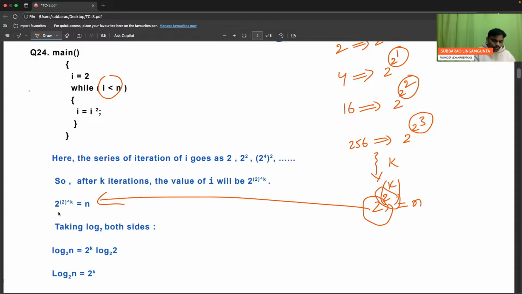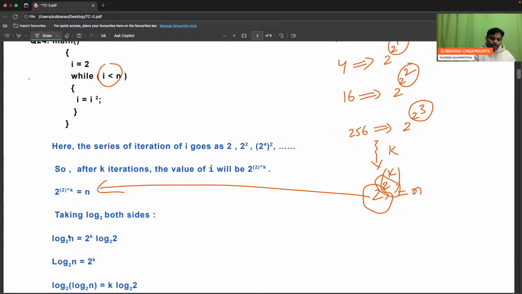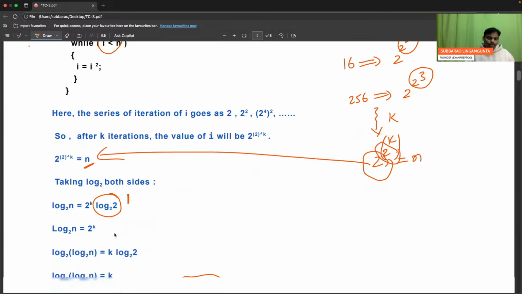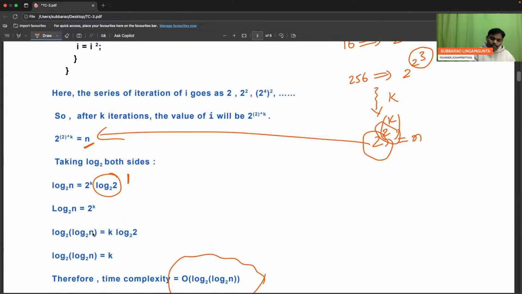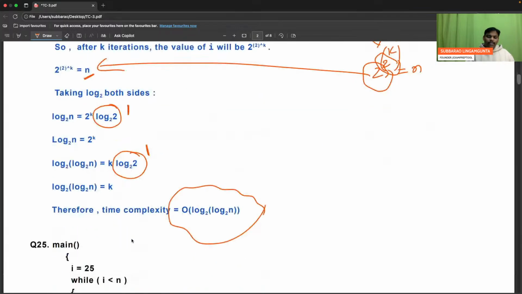So 2 power k is equal to n. If you apply log base 2 one time, it became log n base 2 on the right side. Left side is 2 power k into log 2 base 2, which is 1. If you apply one more time, log of log n base 2 on the right side, and on the left side k into log 2 base 2, which became 1. Finally, k is log log n base 2. So the time complexity is log log n base 2.